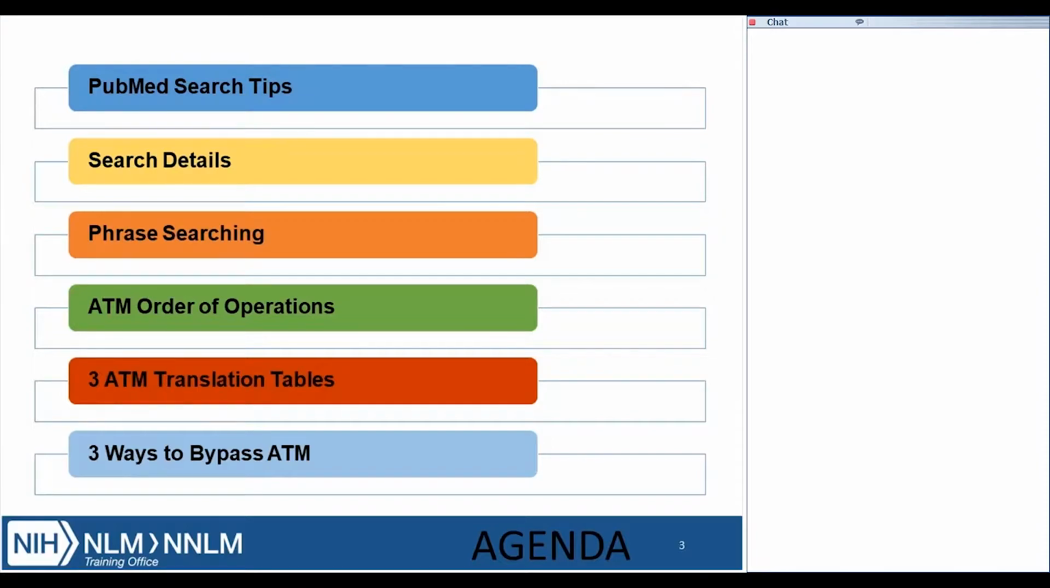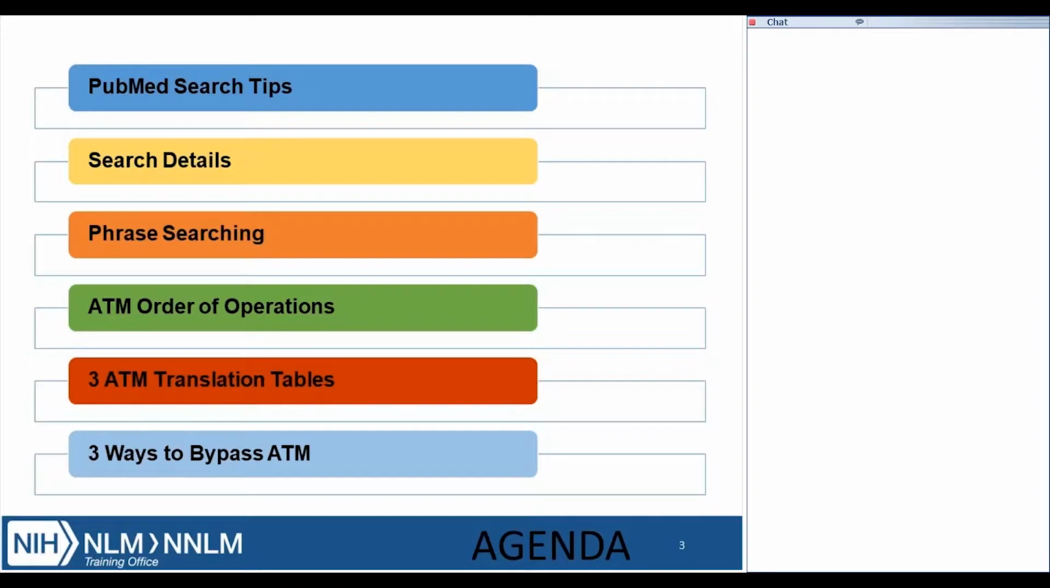I'm going to start with some search tips to consider when you use the general search box so that you can make the most of the programming that's behind the search box. We will look at search details in depth today. We'll talk about how to search for phrases, which is one of my favorite topics, but our focus is on ATM, or automatic term mapping, and how it can help you make the most of PubMed and getting relevant results.